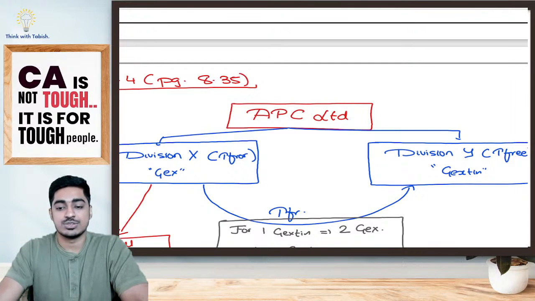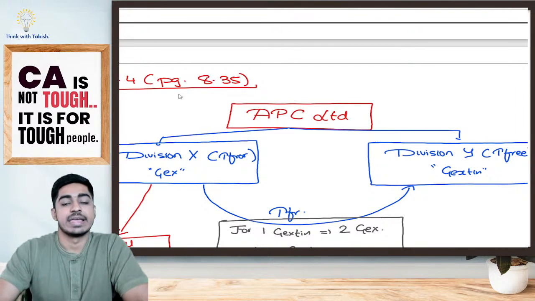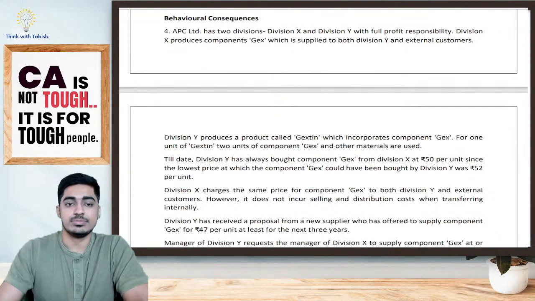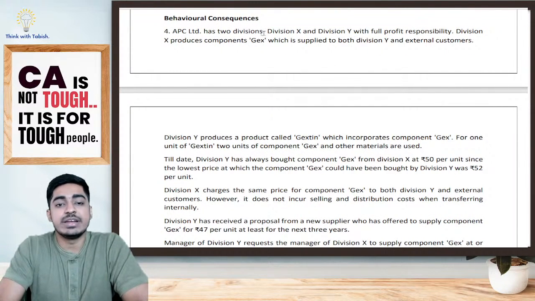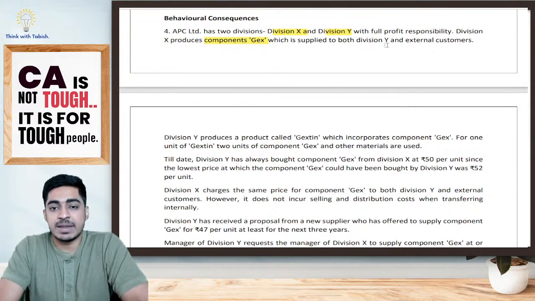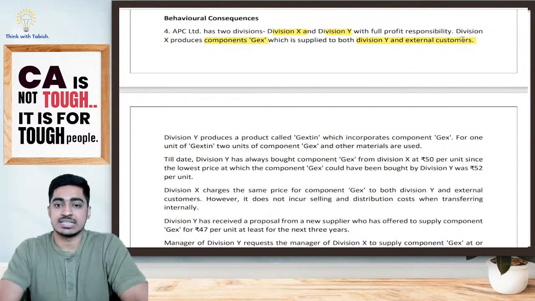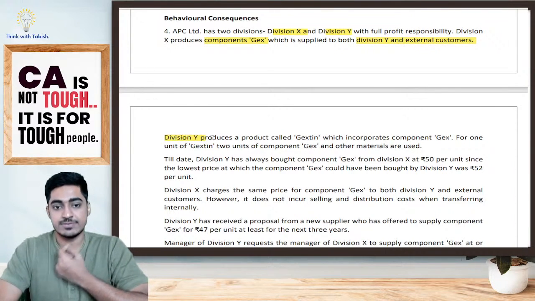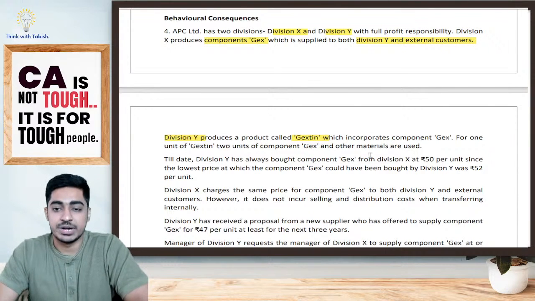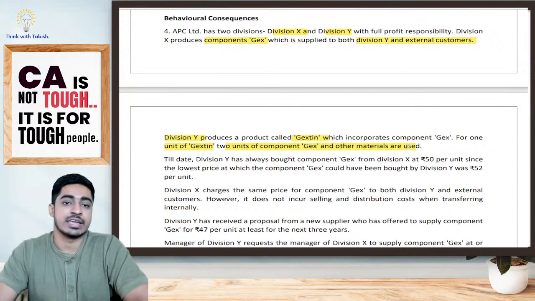Should we move to the next question, students? Yes, we have question number 4, page 8.35. APL Limited has two divisions, Division X and Division Y. Division X produces a component JEX, which is supplied to both Division Y and external customers. Division Y produces a product called Jextin by incorporating the component JEX. For 1 unit of Jextin, 2 units of JEX is required.